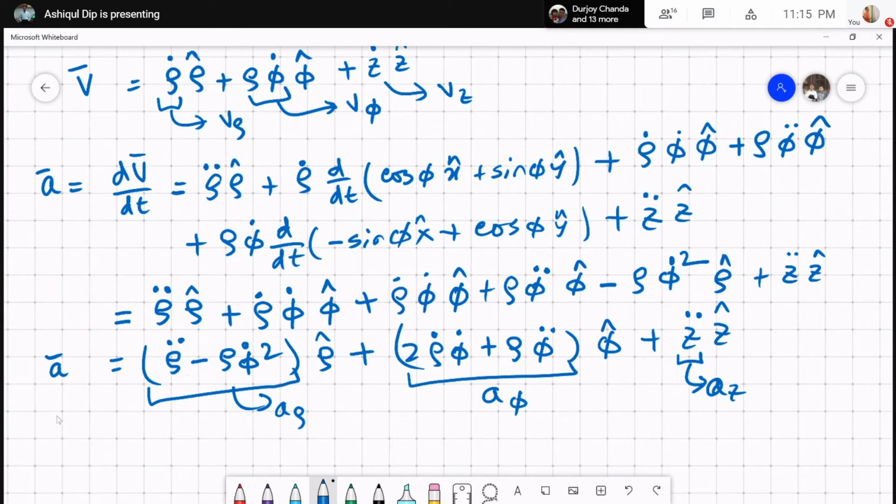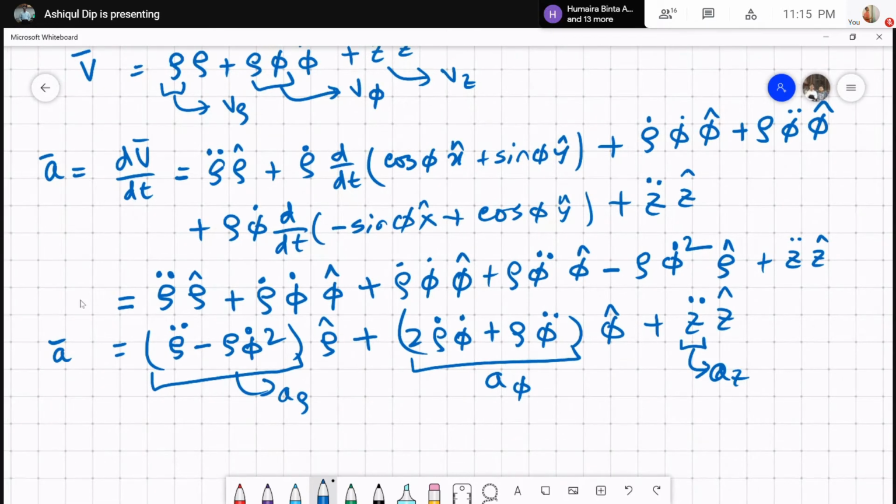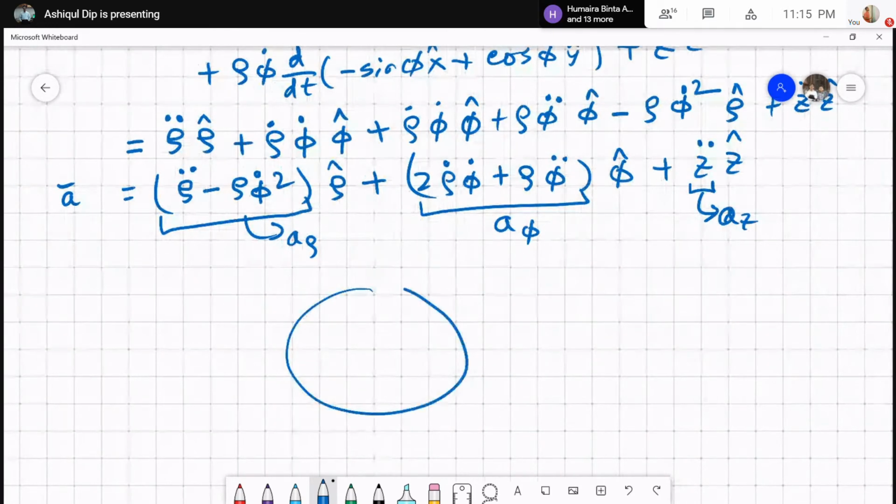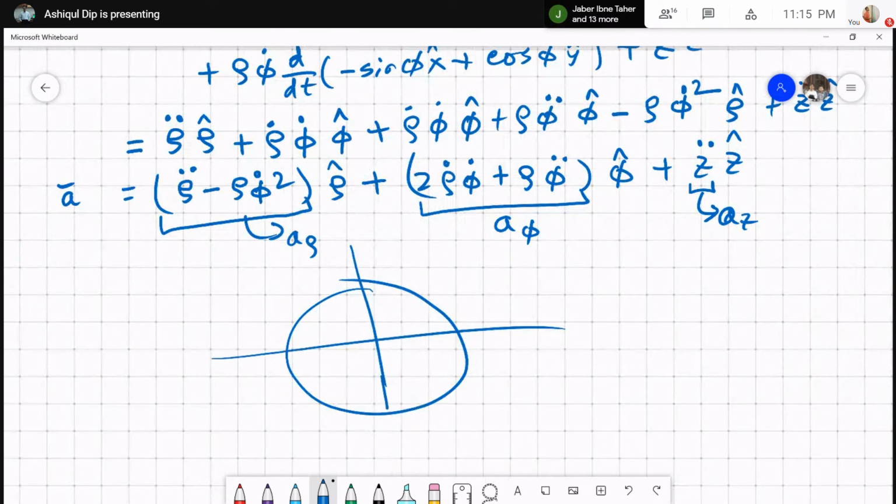Let me explain what is really happening here. Say at this point you were saying that your phi hat direction is upward. Now after a moment you are saying no, my phi hat direction is this way. So you are actually changing your unit basis, unit vectors. So that's why we have these terms. You have changed your representation of acceleration, that's all. It's not non-inertial terms.